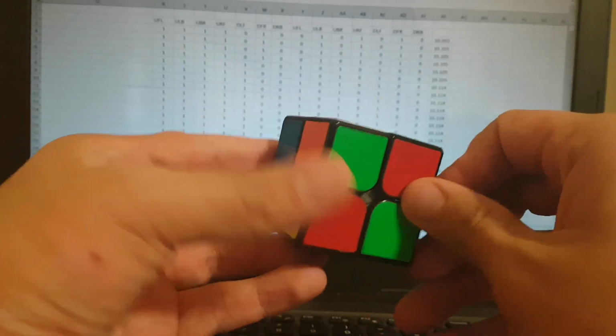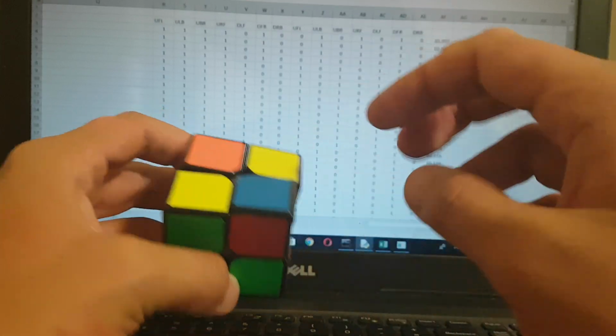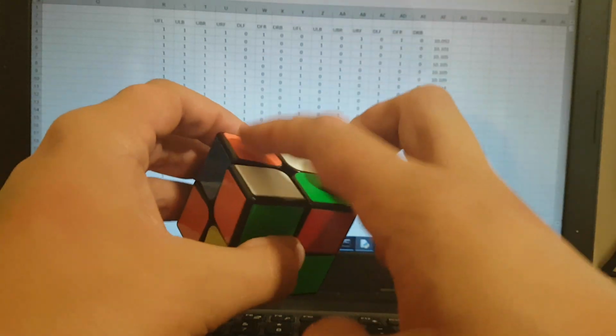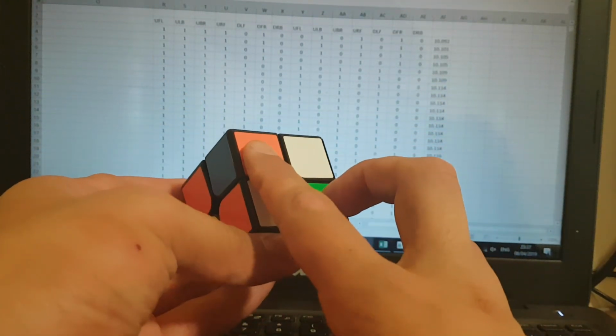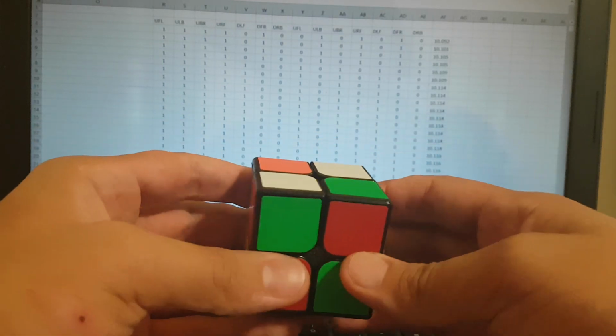So what it says is these two have to be solved. These two have to be solved. These two don't have to be permuted or oriented. These two need to be permuted. So yeah, it's weird, definitely.